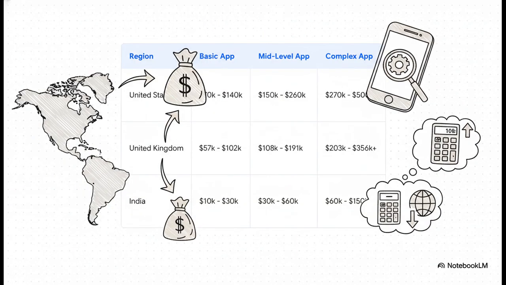And when you translate those hourly rates into full project budgets, the difference is just staggering. Building a complex app in the US could run you over $250,000. That same app, built by a team in India, might cost around $60,000. This is why your team's location is one of the most significant financial decisions you'll make.